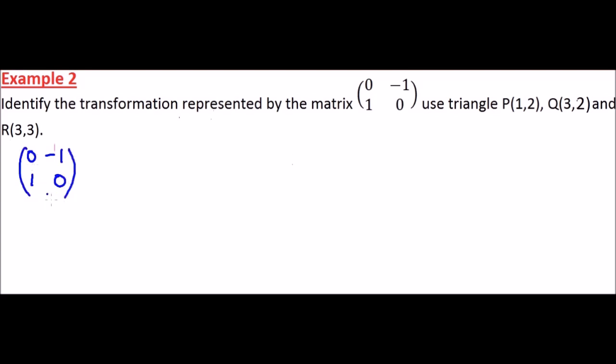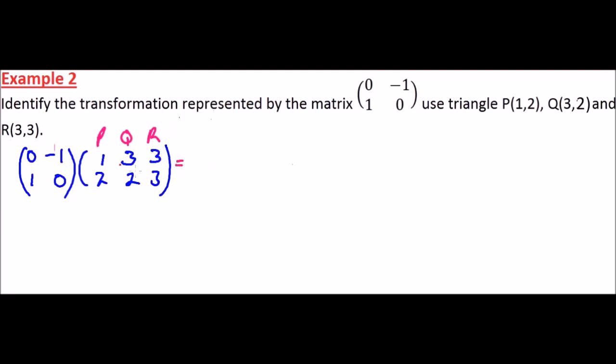So that is our matrix. Instead of writing individually, I'll write like this. So this is 1, 2, that is for P. This is 3, 2, that is for Q. And we have 3, 3 for our R. So what this means is that this is our P, this is our Q, and this is our R, so that it is easier for you to multiply.